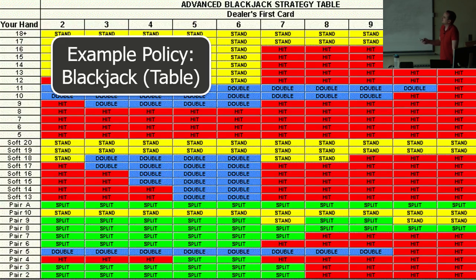In the game of blackjack, I'll actually go over the rules later in one of the lectures. But essentially, you have some cards, and in the casino, there's a dealer. The dealer has some cards. And this policy says, if you have these cards, and the dealer has this card, then you should do this. So this is another way of representing a policy as a table.